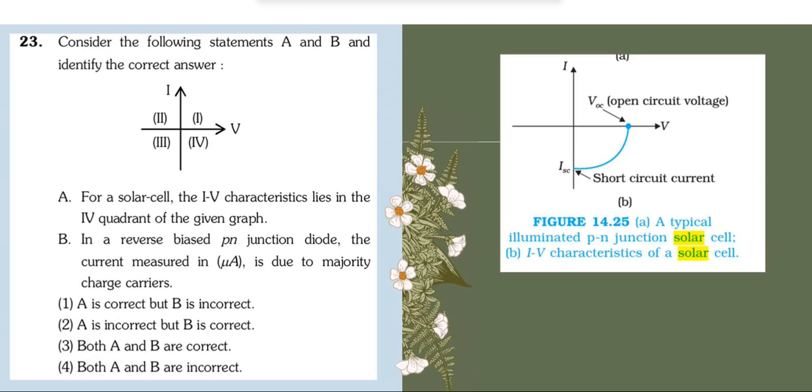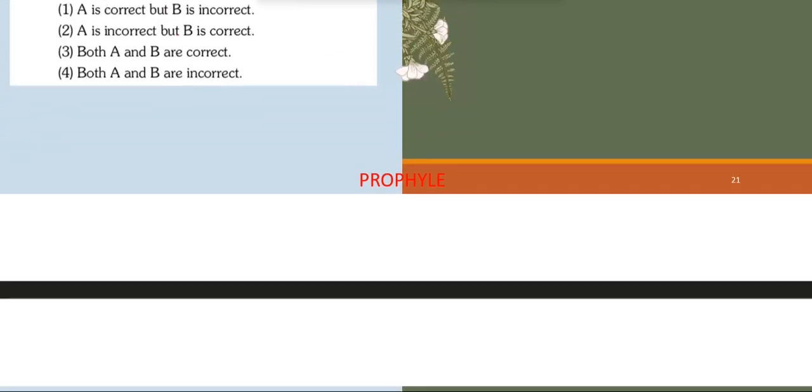This is regarding solar cell IV characteristics. In which quadrant they are means in the fourth quadrant. So for a solar cell, IV characteristics lie in the fourth quadrant, that is right. And in a reverse bias junction diode, the current is measured due to majority charge carriers. This is wrong. So this statement is wrong. But this is also one graph directly from NCERT.